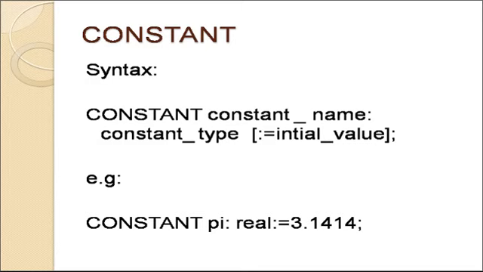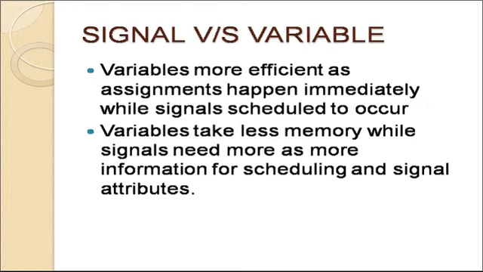Here, for example, we have declared pi. Pi is a constant, the object is a constant, its type is real, and its initial value is 3.1414. Here we have seen that a constant has a single value and it is assigned before the simulation, whereas signal and variable are two things that have certain differences.